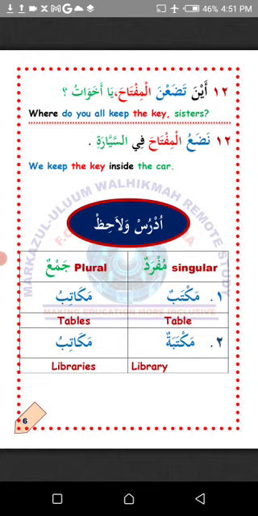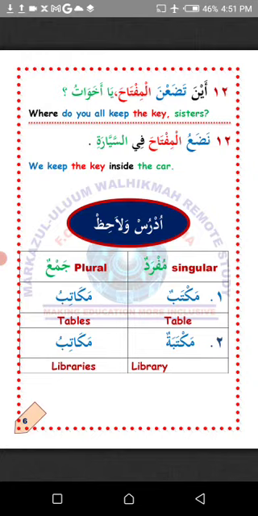Now the answer. نضع المفتاح في السيارة. We keep the key inside the car. Remember, fi is an agent of kasra, so it must give kasra to the last letter of the Arabic word appearing after it, as we have it in fi sayyarati, inside the car.